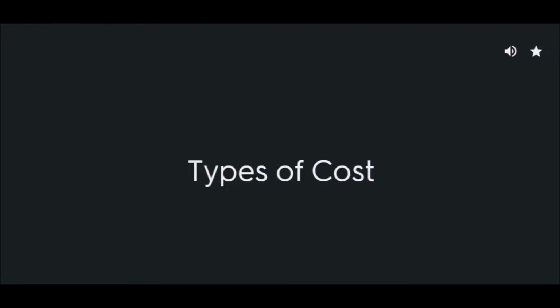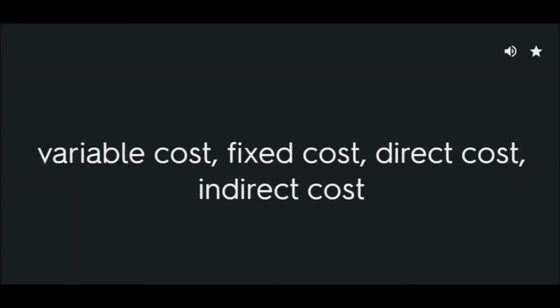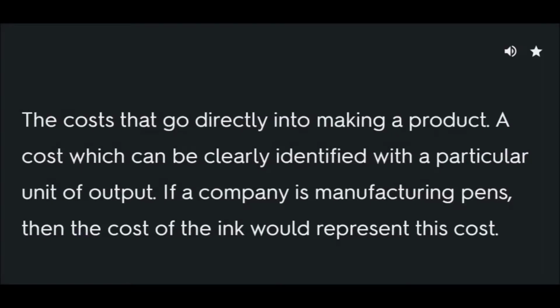Types of cost: variable cost, fixed cost, direct cost, indirect cost. Direct cost: the costs that go directly into making a product, a cost which can be clearly identified with a particular unit of output. If a company is manufacturing pens, then the cost of the ink would represent this cost.